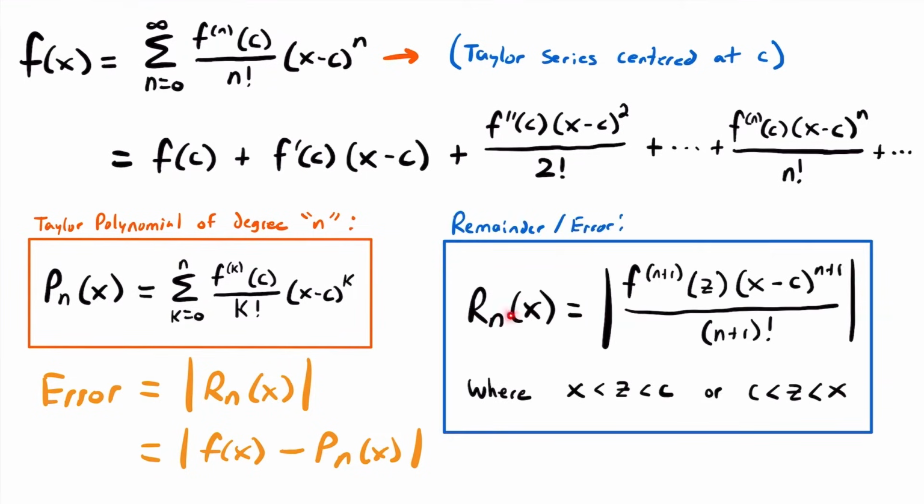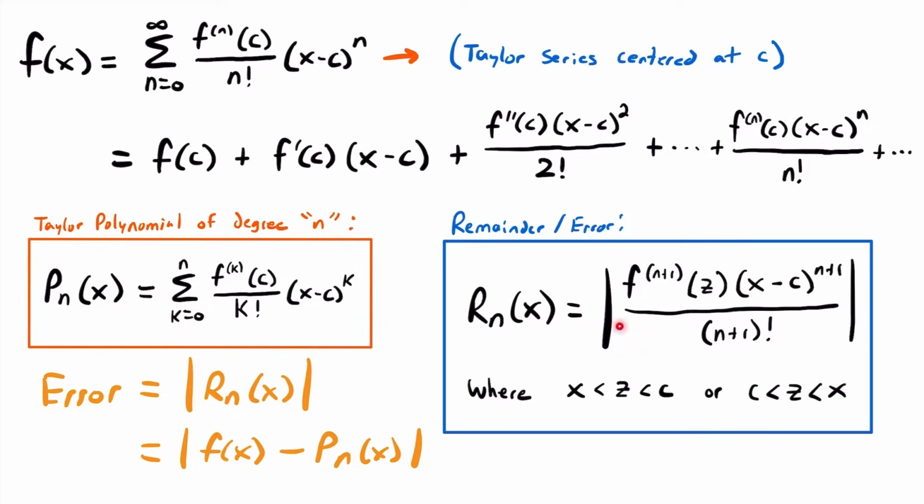Capital R sub n of x will be equal to the absolute value of the n plus 1 derivative of some value z, which we'll talk about in a little bit, times the quantity x minus c to the power of n plus 1 divided by n plus 1 factorial. Essentially, all this is the next term of the Taylor series after where we stopped for the Taylor polynomial. Whatever that value of n is for the Taylor polynomial, we're going to look at the next term from the Taylor series, and that's going to help us determine the error or remainder.